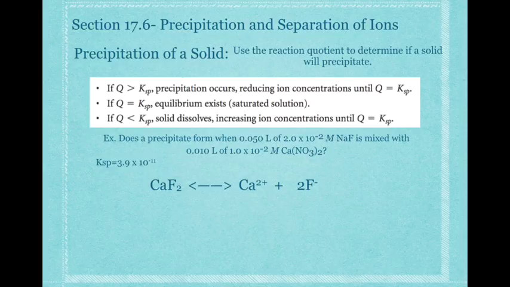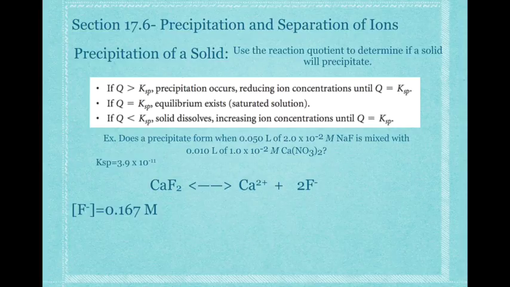So here's what I need to do. I need to take sodium fluoride's concentration and multiply it by its volume. That way I get the number of moles. Once I have the number of moles, I can divide by the total volume, which will be the 0.05 liters plus the 0.010 liters, and I will get my concentration. I want you to do that for both sodium fluoride and calcium nitrate to make sure you get the same concentrations that I do.